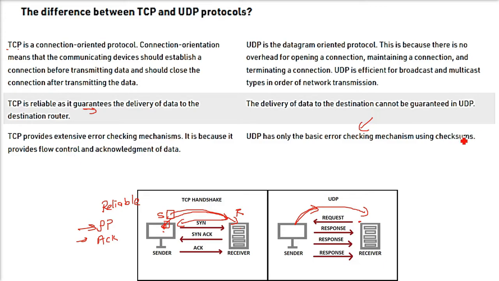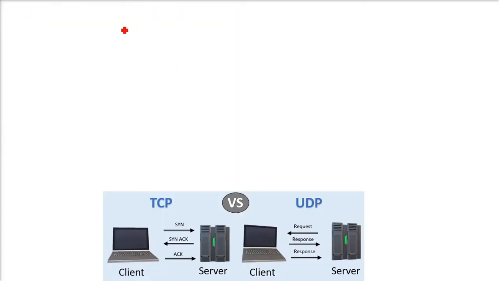TCP has a header of 20 to 60 bytes and UDP has a fixed header of 8 bytes. So TCP has overhead, and these overheads are because they want flow control, they want the acknowledgement, they want the sequence number, they send the different header material. That is why 20 to 60 bytes, they ensure the reliability.